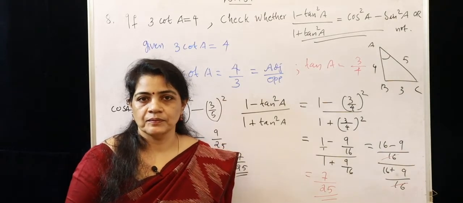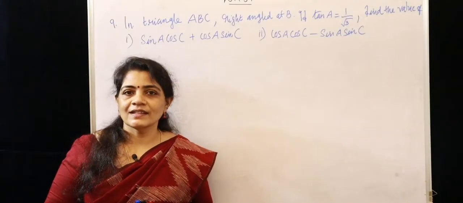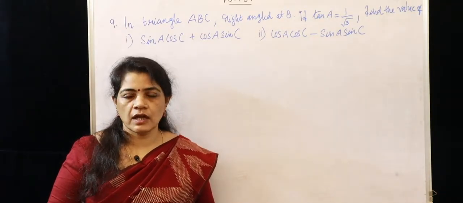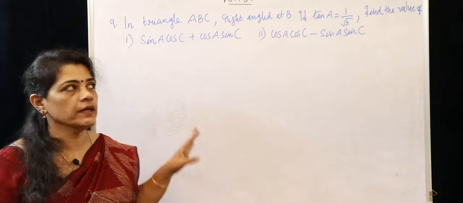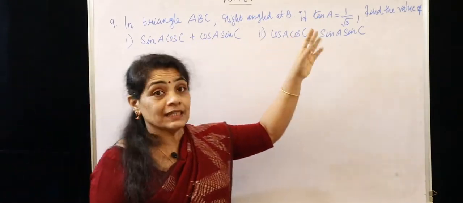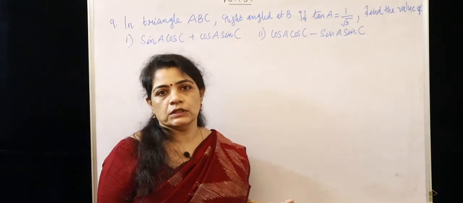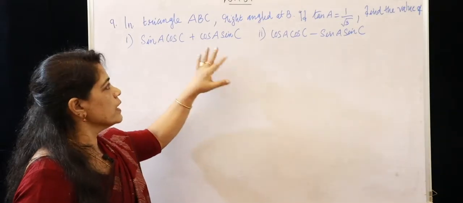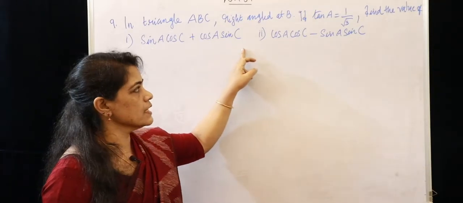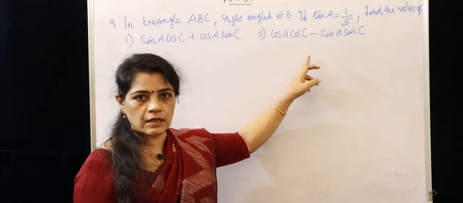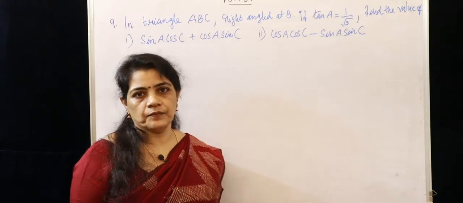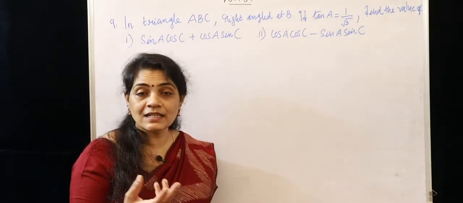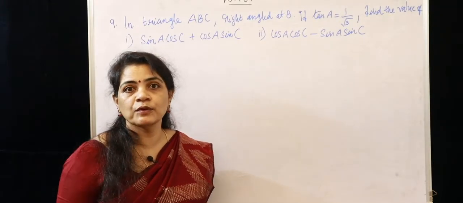Now the next problem. Now we are solving the 9th question. Here in this question, we are given a right triangle ABC, right angled at B. If tan A is equal to 1 by root 3, we have to evaluate these two parts: sin A cos C plus cos A sin C, and cos A cos C minus sin A sin C. What is given? Tan A. Tan A is free from the hypotenuse, and for cos A and sin A we have to find the hypotenuse first.